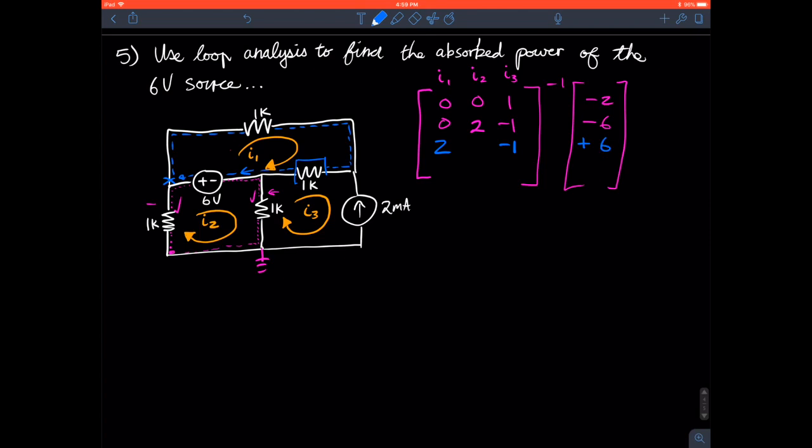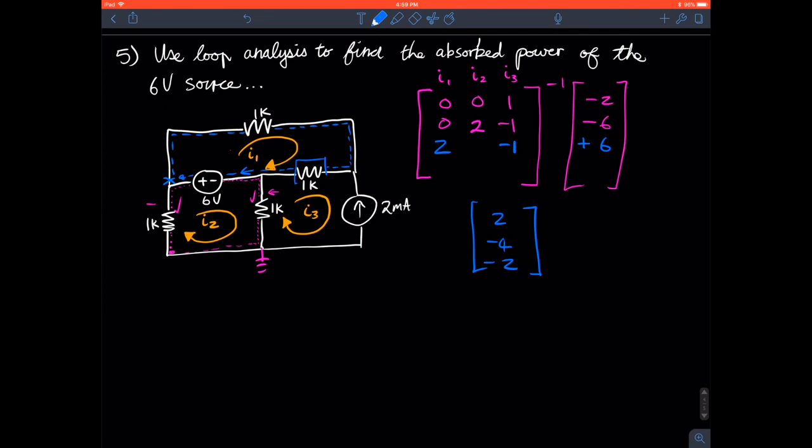Once you do all that, you should pop out the answers, and you should get something like, let's see, I think it was a 2, a -4 and a -2. So those are the currents that you found.